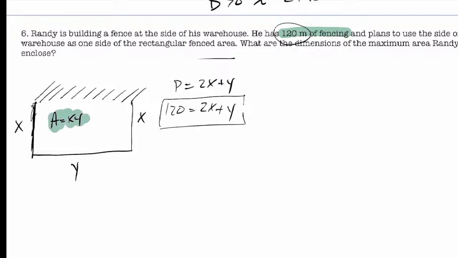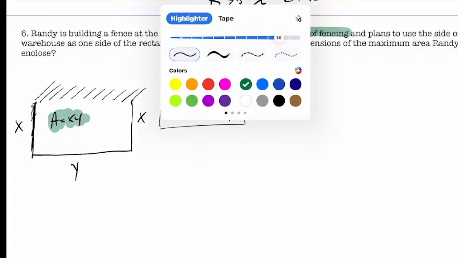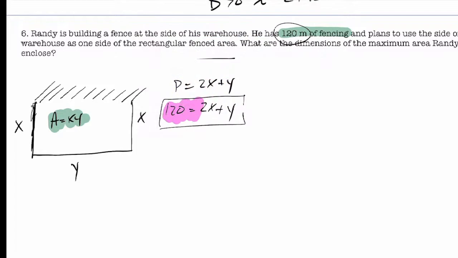So I want to maximize area here, which is x times y. You can't maximize two variables. You can only maximize one. So what I've done here is I've related the perimeter to the x and y variables. So then I can isolate for y and express y as 120 minus 2x.